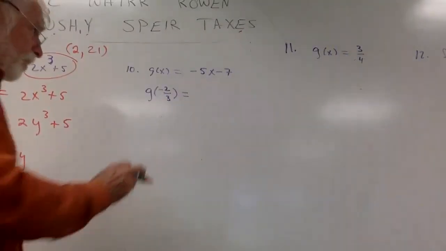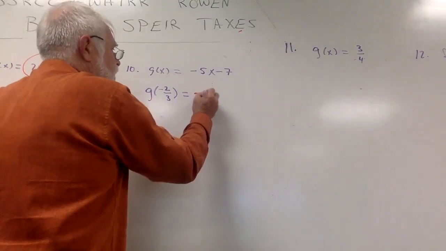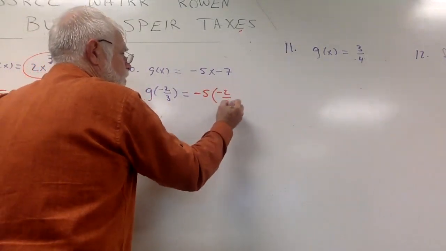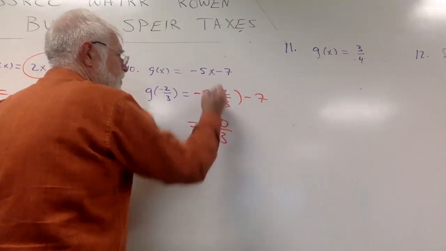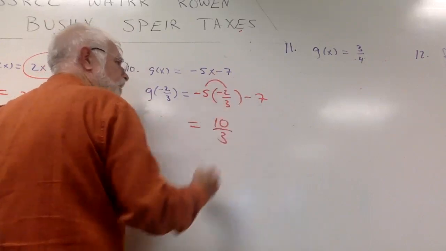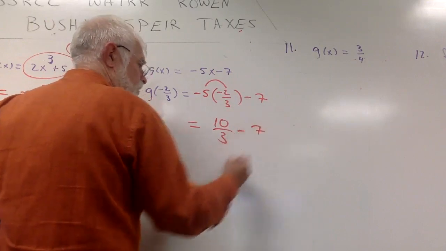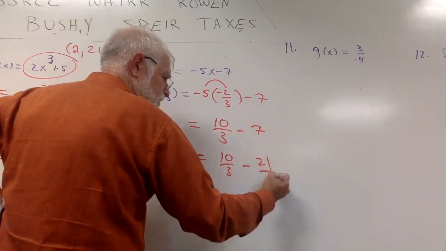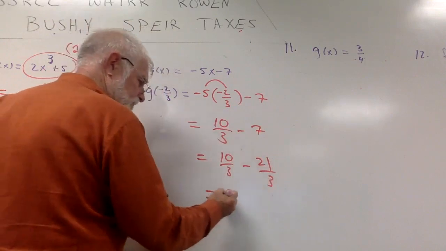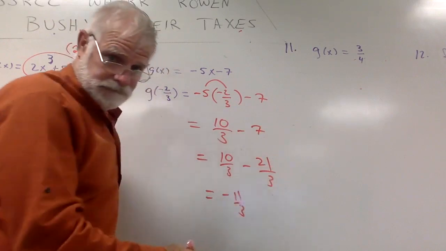All right, so I'm going to plug in a negative 2/3. Minus 5 times negative 2/3 minus 7. Well, that's equal to 10/3. I'm going to multiply that by that number and then divide. Minus 7. Well, that's 10/3 minus 21/3. Looks like it's minus 11 over 3.